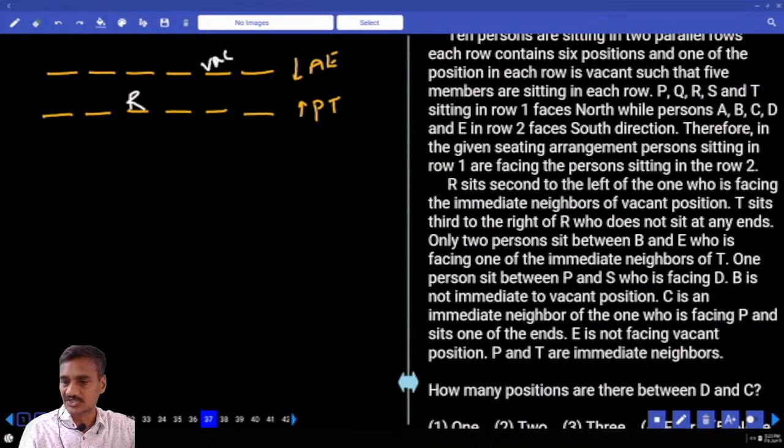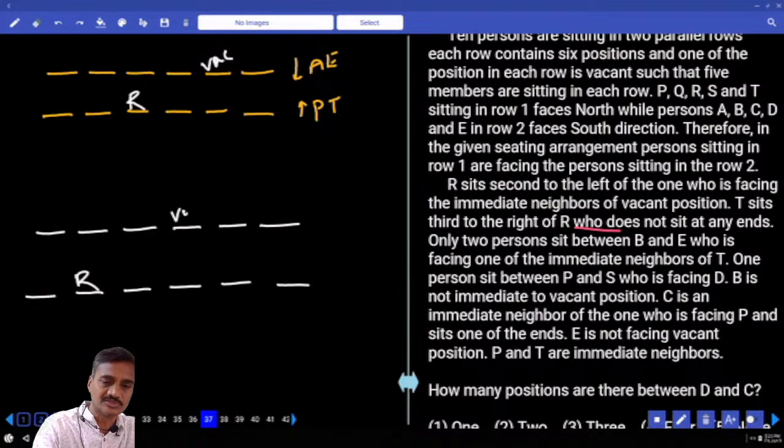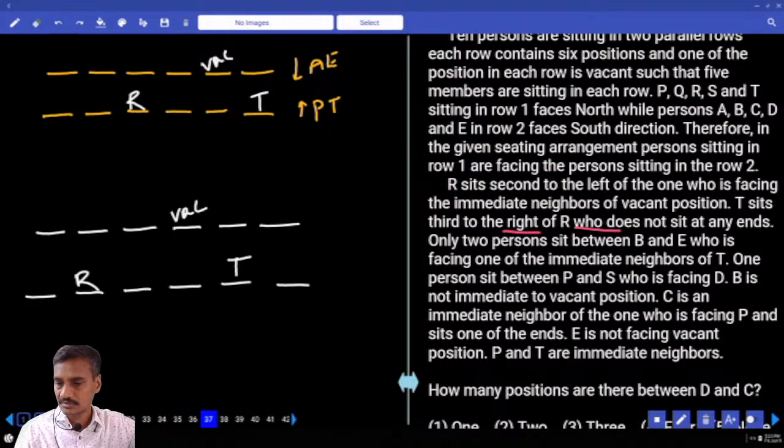Then what is the next case here? R who does not sit at any one of the extreme ends. As R is not at the extreme ends 4, 5, 6, there is one more possibility we have. And what is the possibility? R is here, vacant must be at this place. And 2 possibilities. And T sits out to the right of R. T is here. Now T sits out to the right of R.